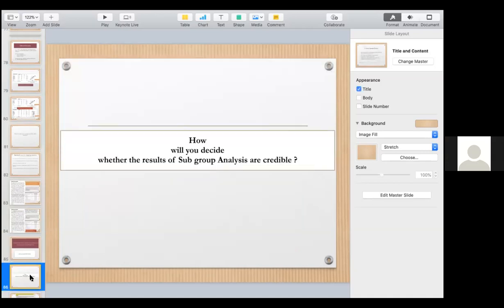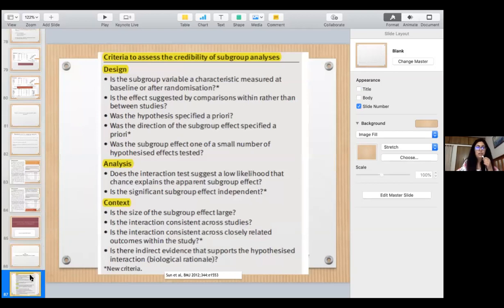Okay. So finally, to decide whether the results are credible, I'm sure you've already read this. The subgroup analysis should be specified a priori, and even the direction should be specified a priori, and you shouldn't have too many subgroups. The interaction test is very important. Many studies miss this. I think it's in your assignment also.